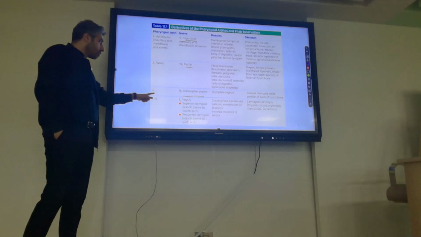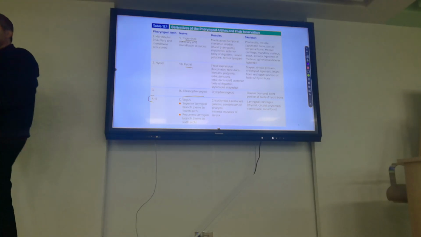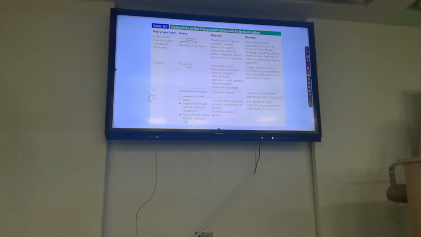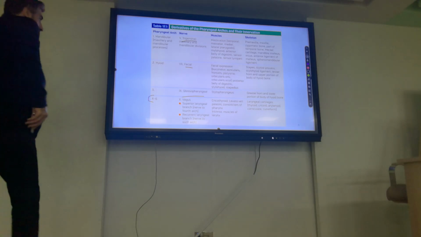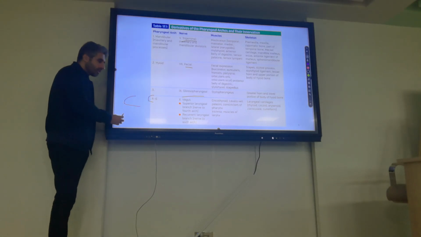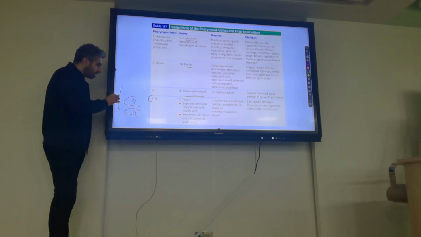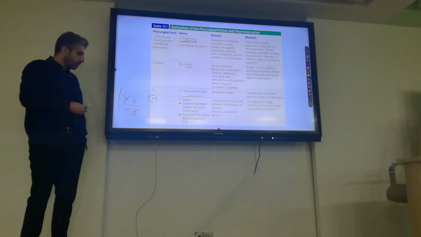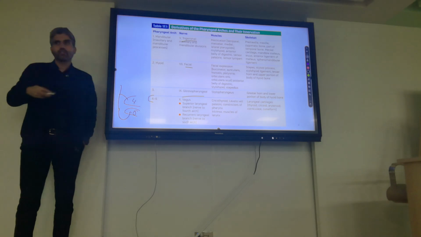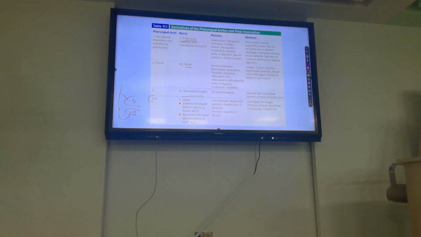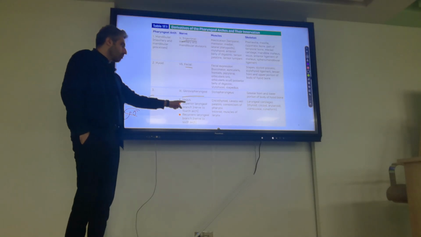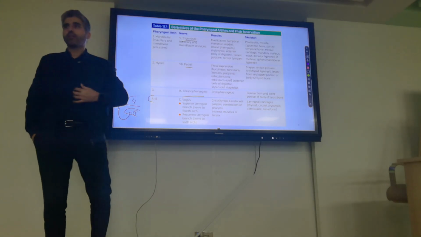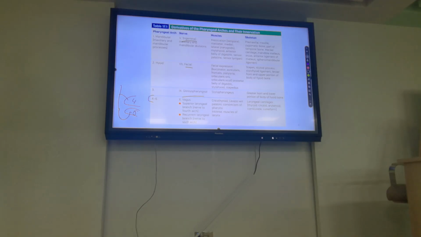And pharyngeal arch number 4 and 6 have one nerve, vagus nerve, but two branches of the vagus nerve. It means pharyngeal arch number 4 and pharyngeal arch number 6 receive vagus nerve. But this one, superior laryngeal nerve, this one, recurrent laryngeal nerve. So both of them are innervated by vagus nerve, but number 4 by superior laryngeal, number 6 by recurrent laryngeal.